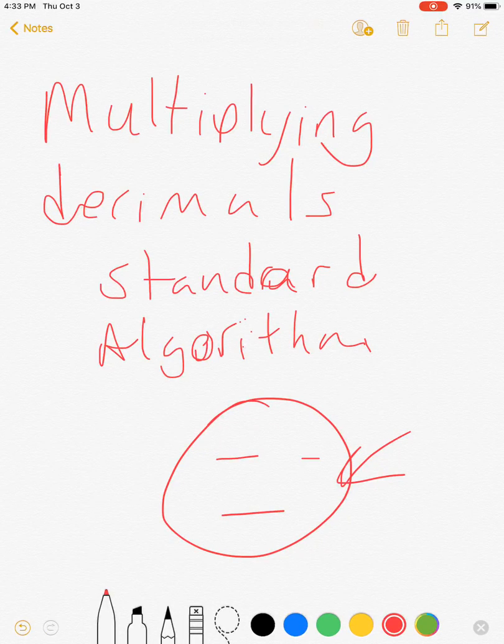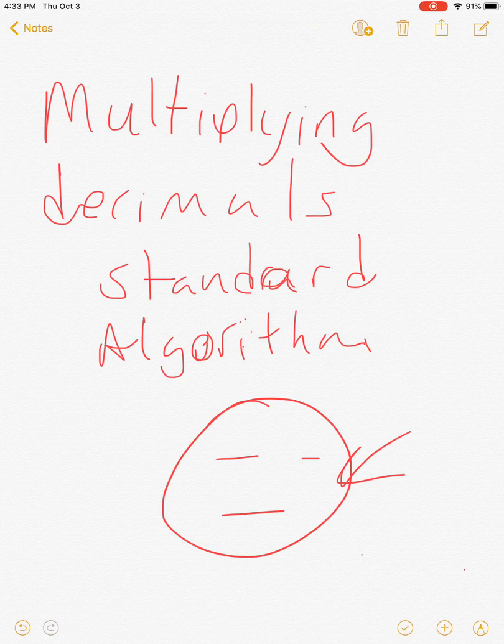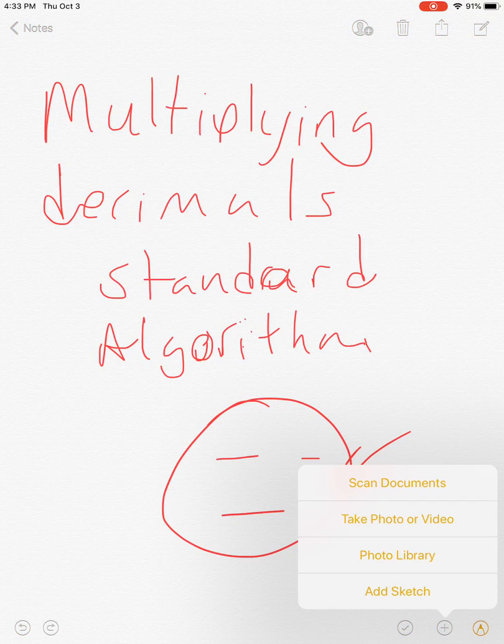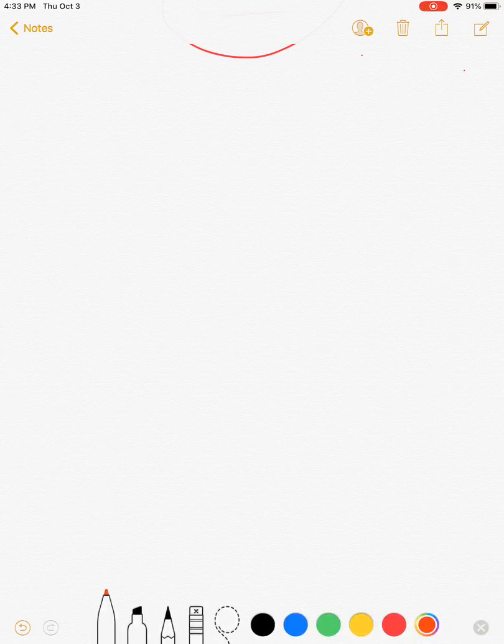Mr. Durham has to get another page here. Very good. Let me see what I'm going to do. Very good. Oh, here we go. All right, the first problem you all have for homework. Okay, it says 0.9 times 0.7.